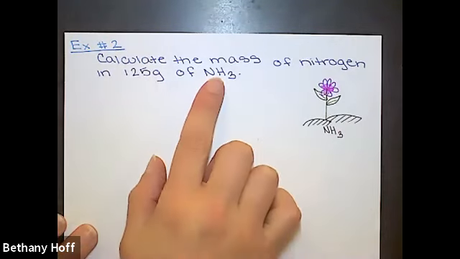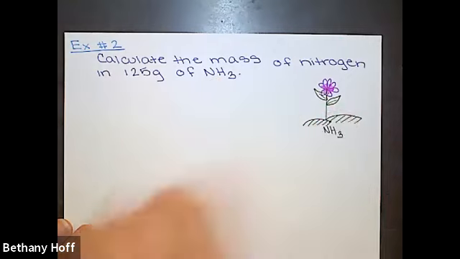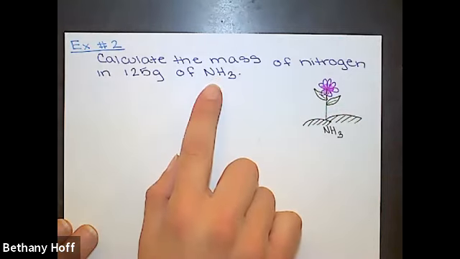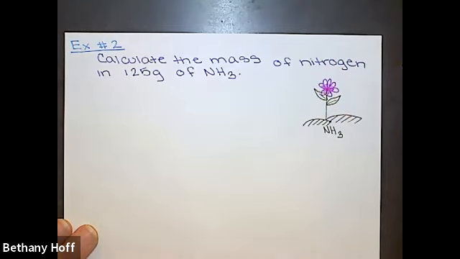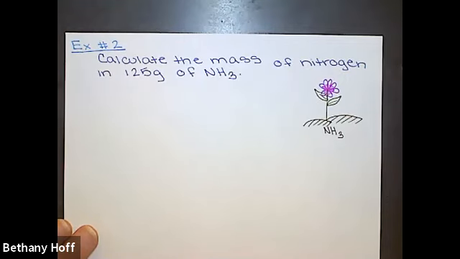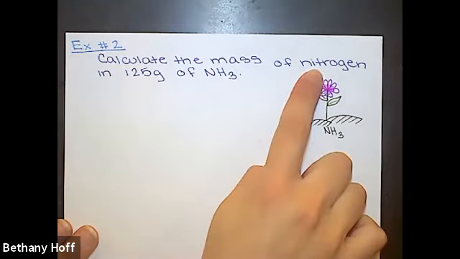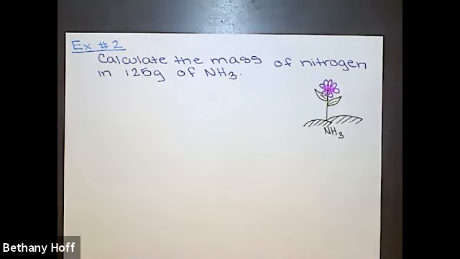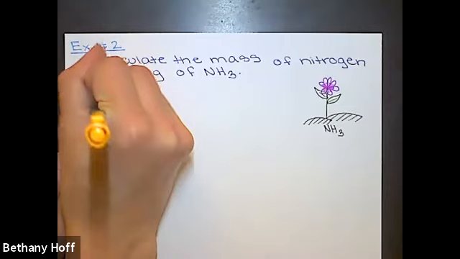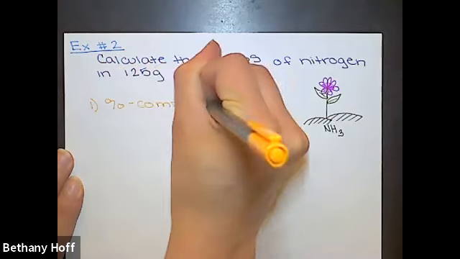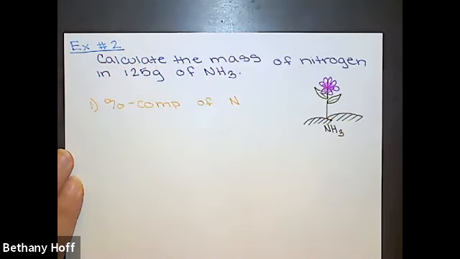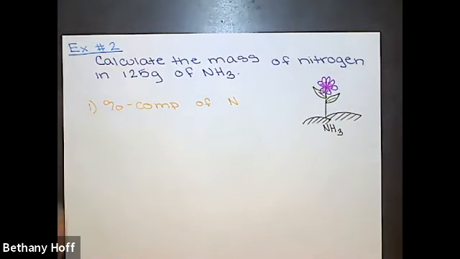So this problem is slightly different because it's not asking for the mass of nitrogen and hydrogen. It's only asking for nitrogen. So this actually makes our work a little bit easier. What we actually only need to find is the percent composition of nitrogen. We don't have to worry about hydrogen. Now we still have to calculate the whole molar mass of the compound. So step number one, we're going to find the percent composition of nitrogen. All right. So find your percent composition.